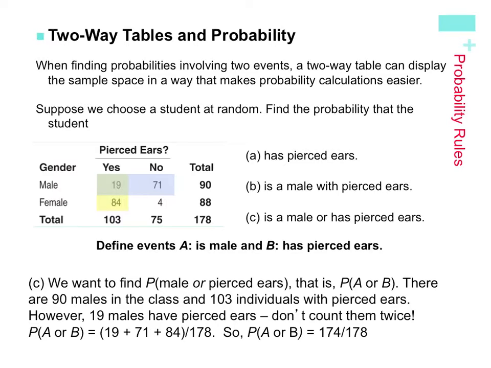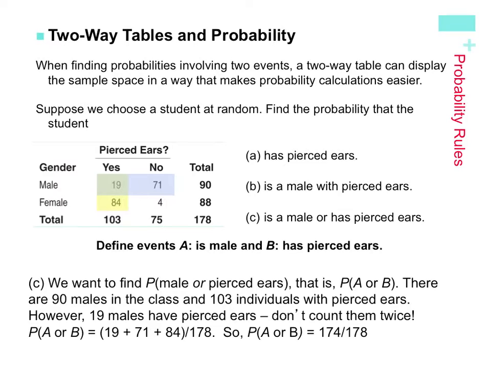counting them twice. So in order to figure that out, we can add the 19 males that have pierced ears, plus the 71 males that don't, plus the 84 females. Add the three separately, and we would have 174 that are either male or have pierced ears.